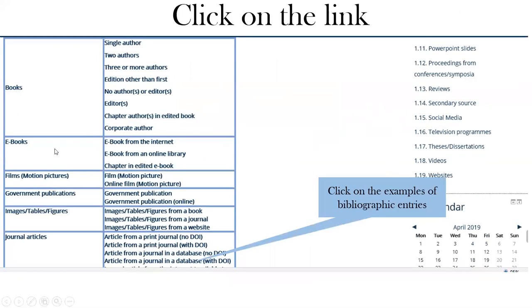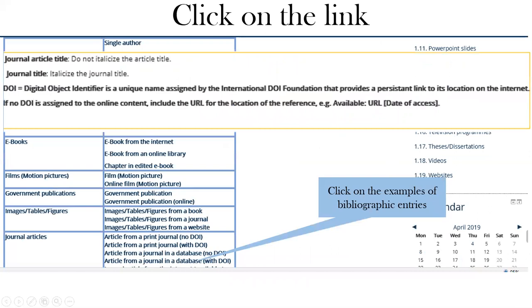So there are books, ebooks, different formats. The journal articles are also here. There's one in a database with DOI, and there's one with no DOI. The DOI is a unique name assigned by the International DOI Foundation that provides a persistent link to its location on the internet.